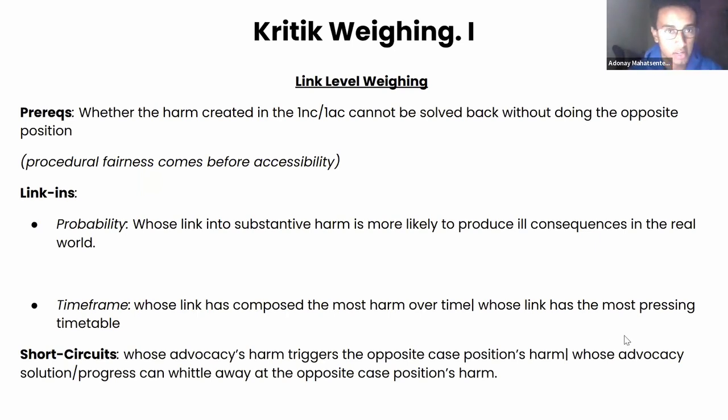So you might recognize this structure. It looks a lot like weighing standards from theory shell because it is. Prereqs for this are pretty simple. It's whether the harm created can be solved back by doing the opposite position. For example, if I'm reading a K and another person is reading SV and they're reading positions like not focusing on minorities is bad, then something within my K solving back for the way the SV shell was approached could be better than just trying to address SV outright. And that's where you fall back on your literature to try to prove why your stuff matters more.